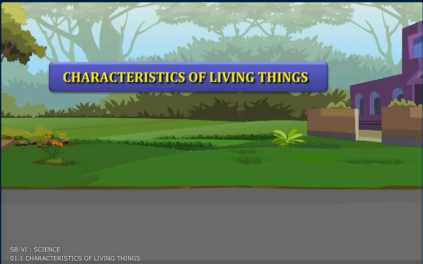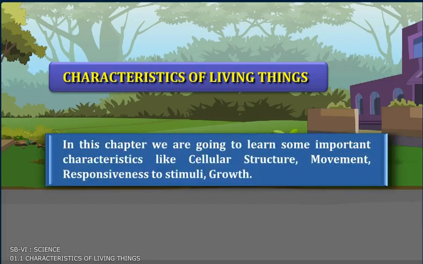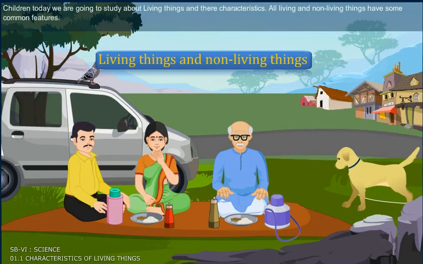Characteristics of living things. In this chapter, we are going to learn some important characteristics like cellular structure, movement, responsiveness to stimuli, growth. Children, today we are going to study about living things and their characteristics.